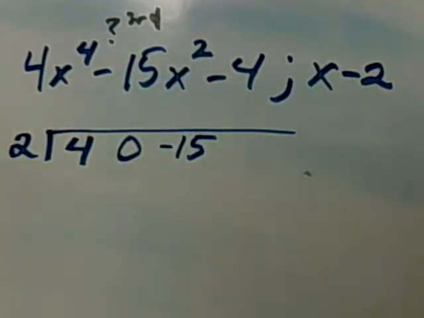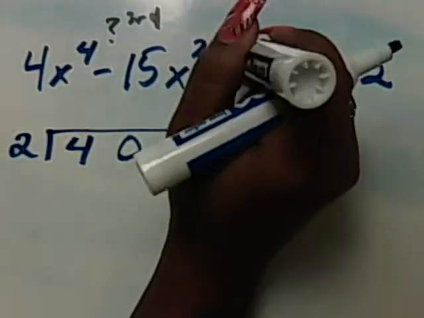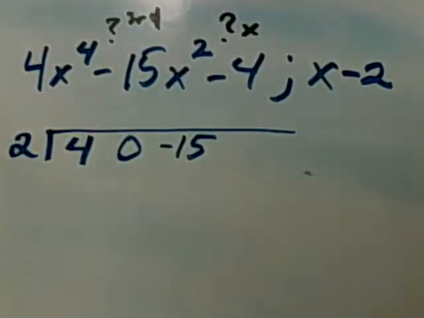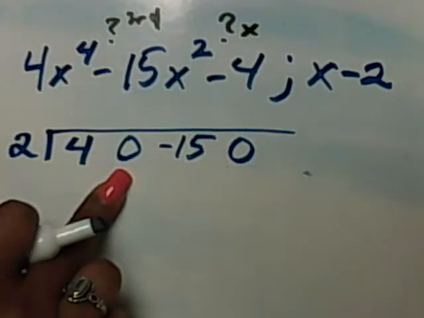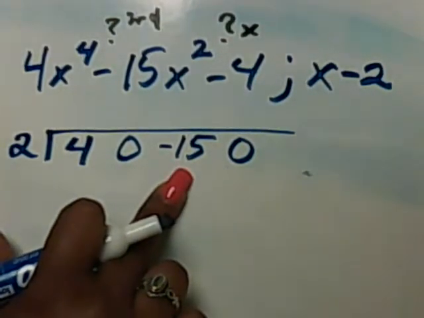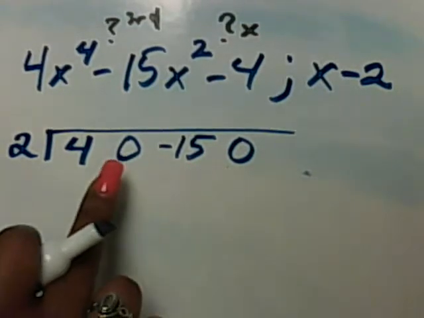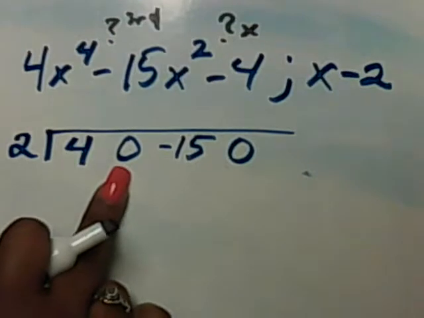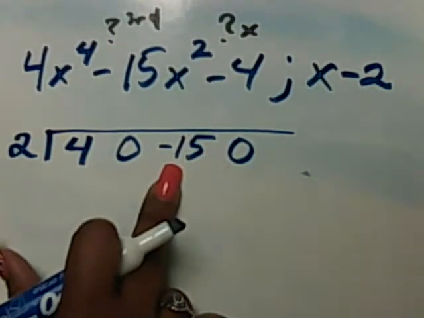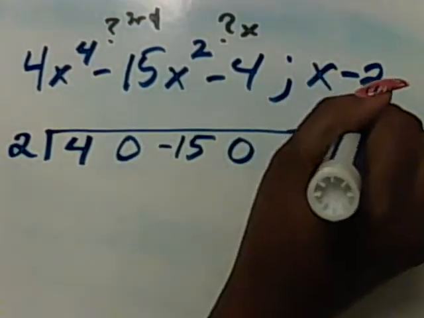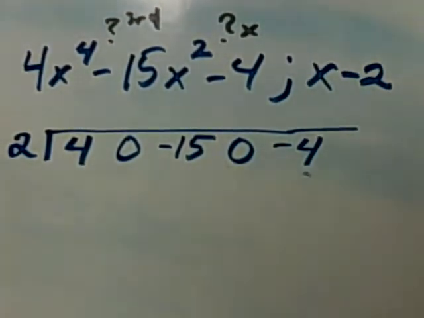Where is my x term? All right, I don't have an x term. So now I'm going to put in a 0. So I have x to the 4th, to the third, to the second, to the first, and then this is just my whole number, my constant at the end, sorry.